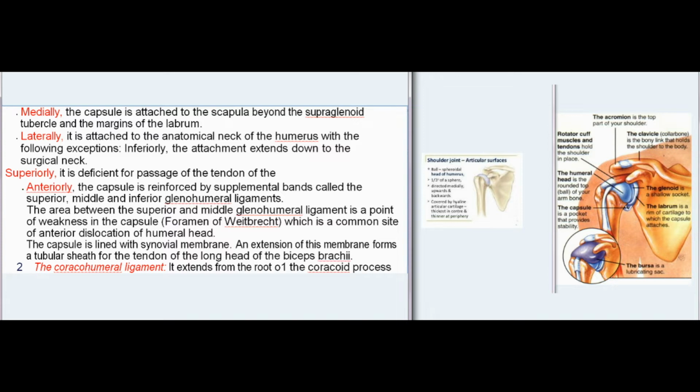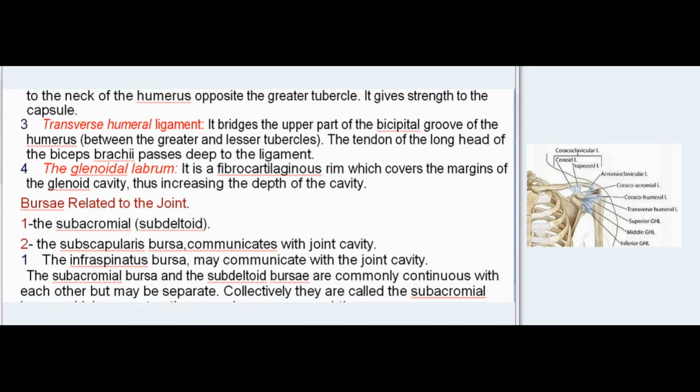2. The coracohumeral ligament, it extends from the root of the coracoid process to the neck of the humerus opposite the greater tubercle. It gives strength to the capsule. 3. Transverse humeral ligament, it bridges the upper part of the bicipital groove of the humerus, between the greater and lesser tubercles. The tendon of the long head of the biceps brachii passes deep to the ligament. 4. The glenoidal labrum, it is a fibrocartilaginous rim which covers the margins of the glenoid cavity, thus increasing the depth of the cavity.